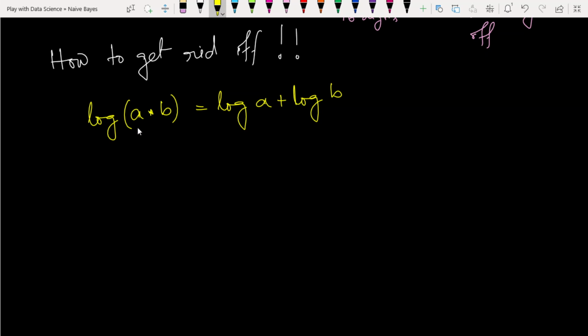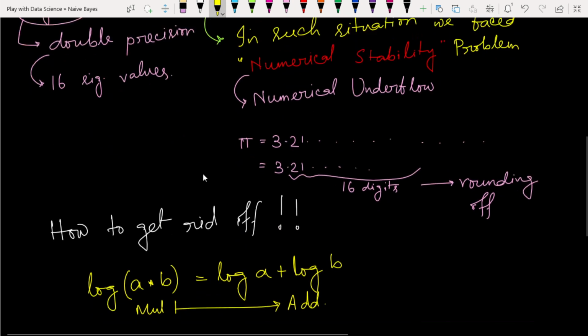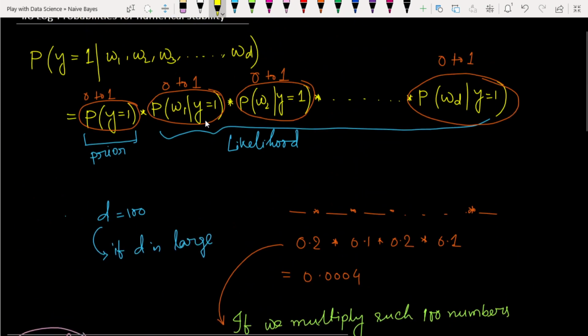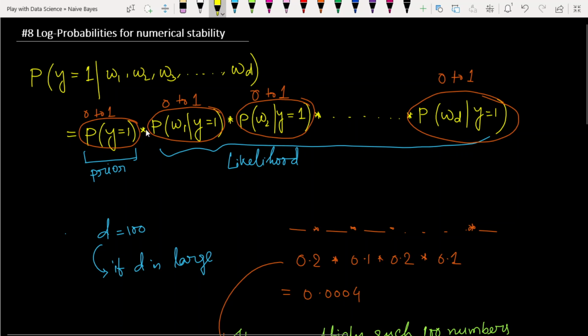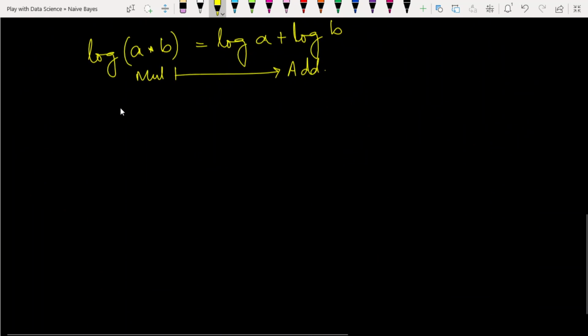Because of this characteristic, the log probability converts multiplications to additions. This log converts the multiplication to addition, and because of this we get rid of the multiplication. So instead of multiplying, we compare the log probabilities. Besides log, there are many other functions you can use, but let's see why we are using the log function, one by one, step by step.